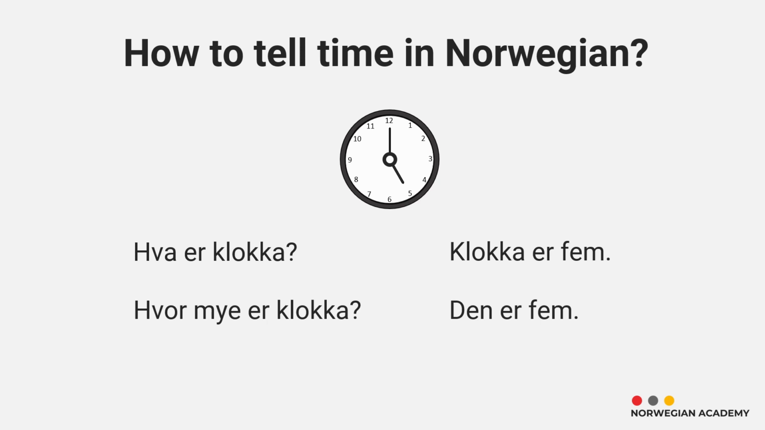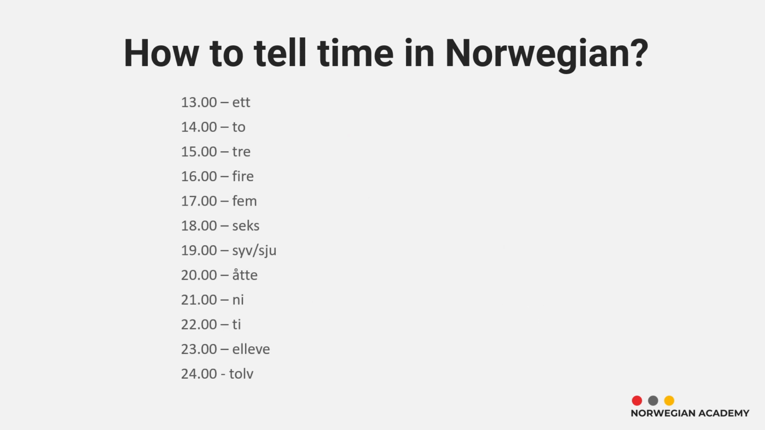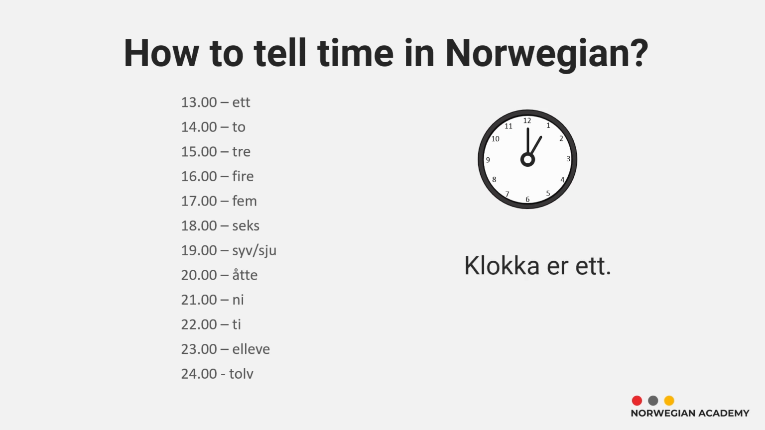Since klokke can be both feminine and masculine, we can also say klokken er. On the screen, you can see the hours we use in Norwegian. So we could say Klokka 1. It is 1 o'clock, Klokka 3. It is 3 o'clock.